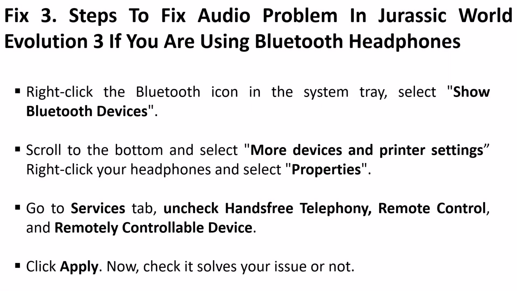Fix 3, steps to fix audio problem in Jurassic World Evolution 3 if you are using Bluetooth headphones. So right click on the Bluetooth icon in the system tray, select show Bluetooth devices, scroll to the bottom and select more devices and printer settings. Right click your headphones and select properties. Now go to the services tab and check hands-free telephony, remote control and remotely controllable device. Then hit apply. Now check if it solves your issue or not.